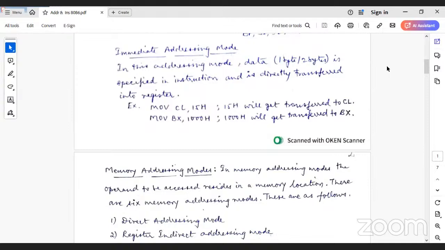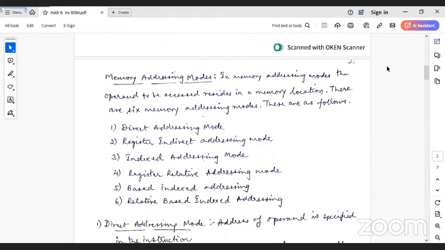Now, next one, memory addressing mode. I said when you are using the memory locations to store the data, then you will take into consideration memory addressing modes. Now, in this memory addressing mode, you have 6 different ways of specifying the operand. In the memory addressing mode you have to be a little careful about how the memory is being used for the data transfer.